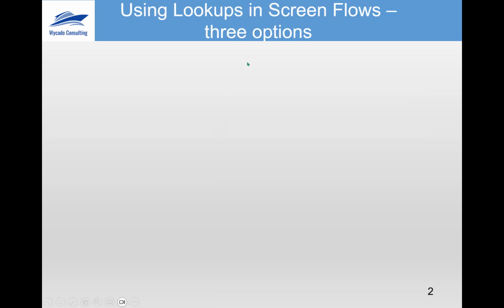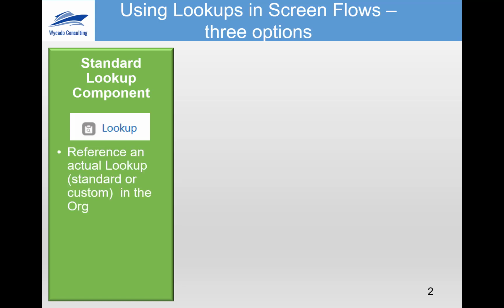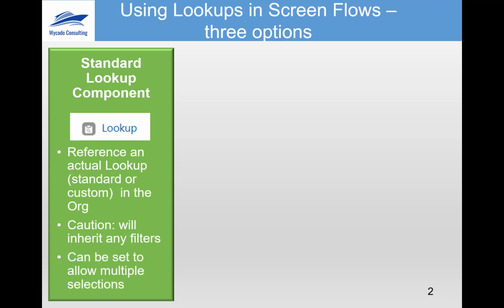So using lookups in ScreenFlows, you got three options here. The oldest one that's been in there for a long time is the standard lookup component, this little guy that you add to flows. You reference an actual lookup, standard or custom, in the org, not a master detail relationship. You basically reference any actual lookup in the org. You pick the same object that you want to be looking up in the flow. Caution, this will inherit any filters. If that lookup in the org has filters on it, they're going to be applied in the flow. This can also be set to allow multiple selections. So that's the standard lookup component.